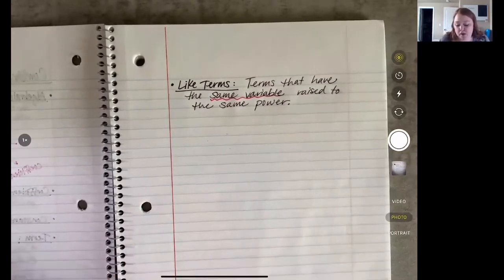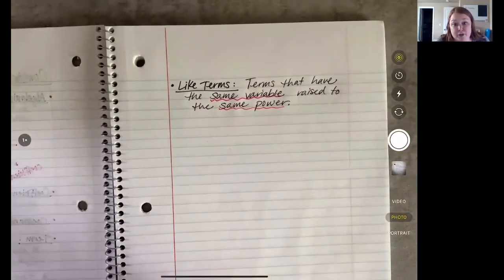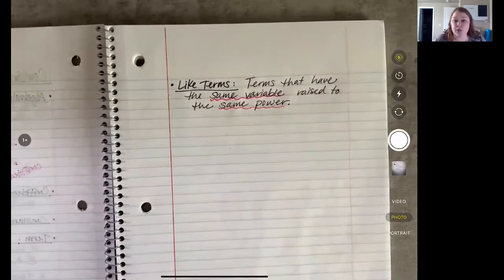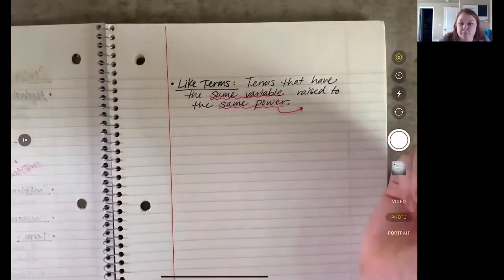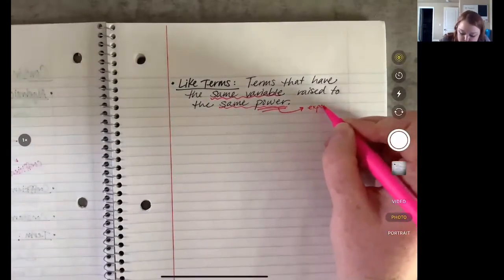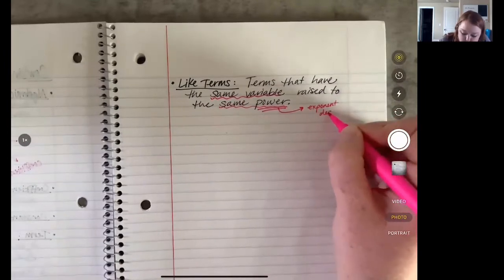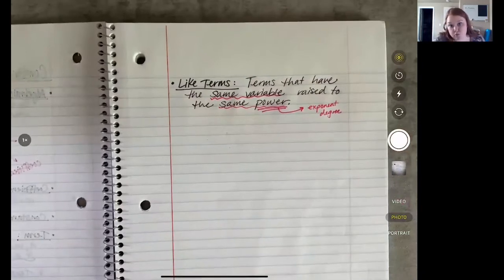But we also have to keep this in mind. Not only do they have to be the same variable, like an x and an x, but they have to have the same power. If you're confused on this word power, let me help you out. Power is the same thing as exponent. I might also say the word degree because they mean the same thing. So they have to be raised to the same exponent. Same letter, raised to the same exponent. That's the only way you're going to combine them. Okay, let's go ahead and practice.